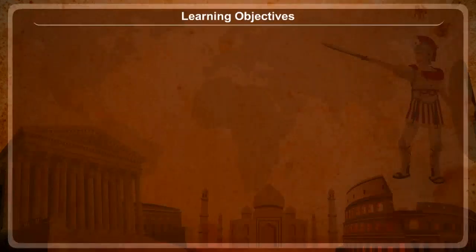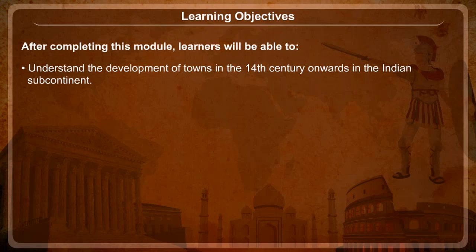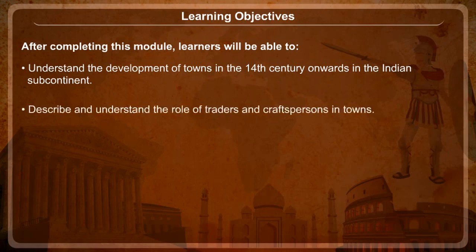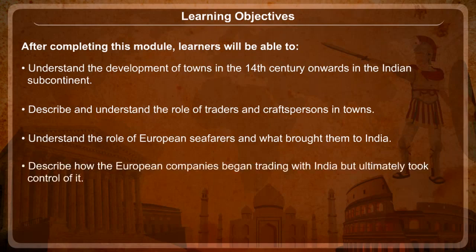Learning objectives. After completing this module, learners will be able to understand the development of towns in the 14th century onwards in the Indian subcontinent. Describe and understand the role of traders and craftspersons in towns. Understand the role of European seafarers and what brought them to India. Describe how the European companies began trading with India but ultimately took control of it.